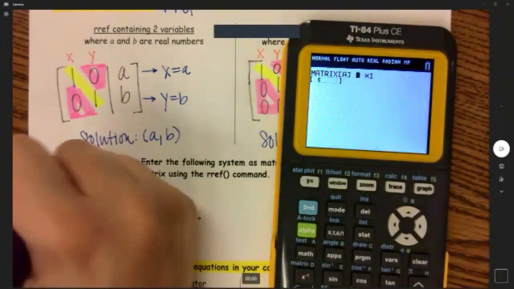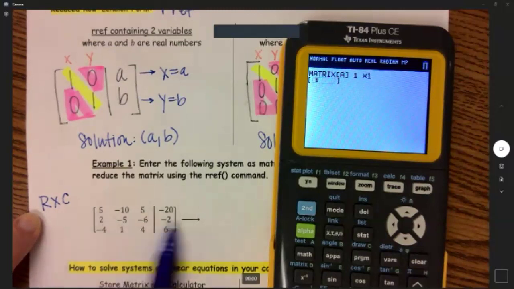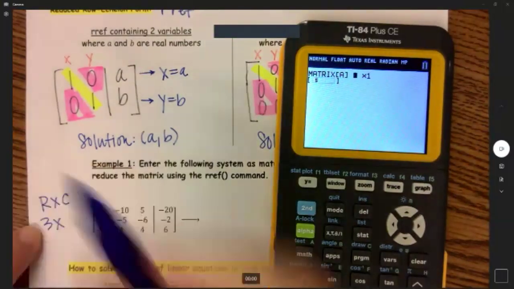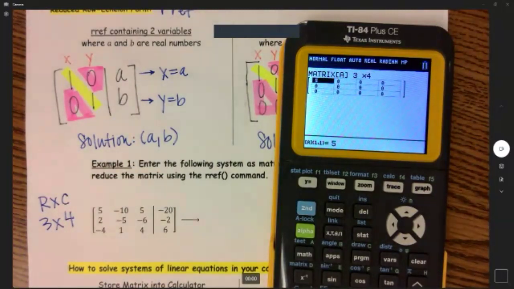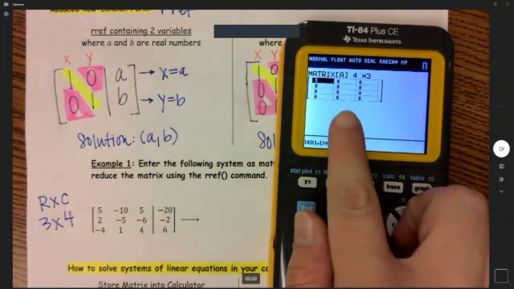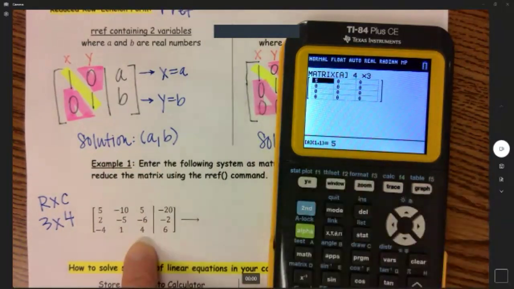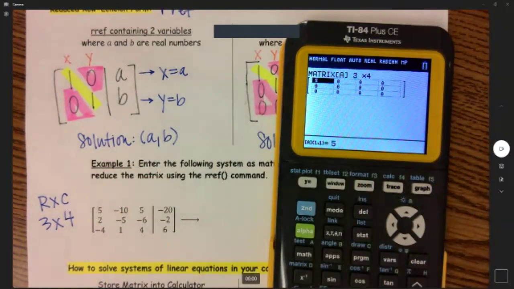Matrices are always in the form of row by column. If you remember RC Cola from back in the day, that's how I remember it's row by column. And so here we have 1, 2, 3 rows by 1, 2, 3, 4 columns. So we're going to punch in 3/4. Now, if you happen to get it backwards, which is not uncommon, and you accidentally do 4/3, you can just look here and you can see that this dimension is not the same as this dimension here. So just change it if you get it backwards.